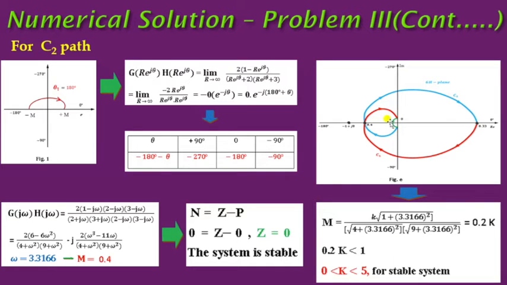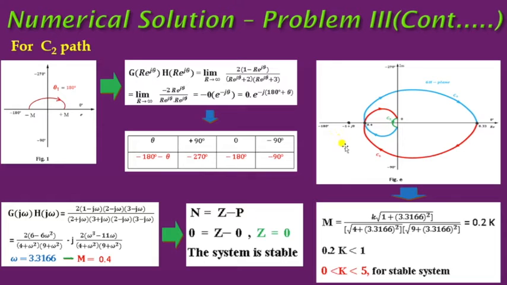Then minus 270 minus 180, so this point is minus 180. Then this angle is minus 90. So this angle is minus 90, but this magnitude is always 0. So this is C2 path, anti-clockwise direction. Then draw the C3, mirrored image of C1.